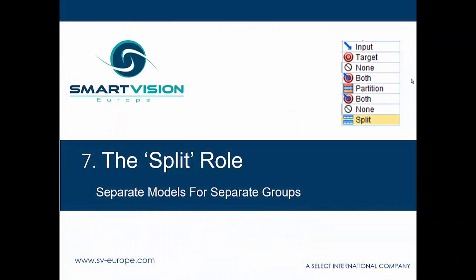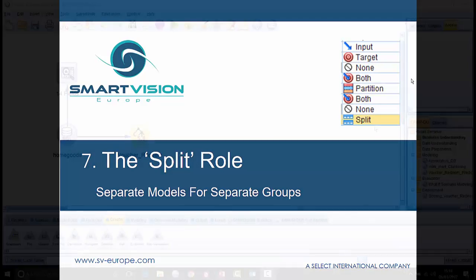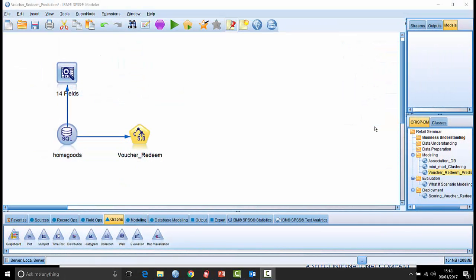So our final example takes us to the use of the split role within the type node, and this is just a really powerful little trick that we can play when we're building models and we want to create models for different groups within the data set. So in our final example here, we're just going to illustrate the usage of the split role by starting off by building a simple decision tree using a C5 algorithm.